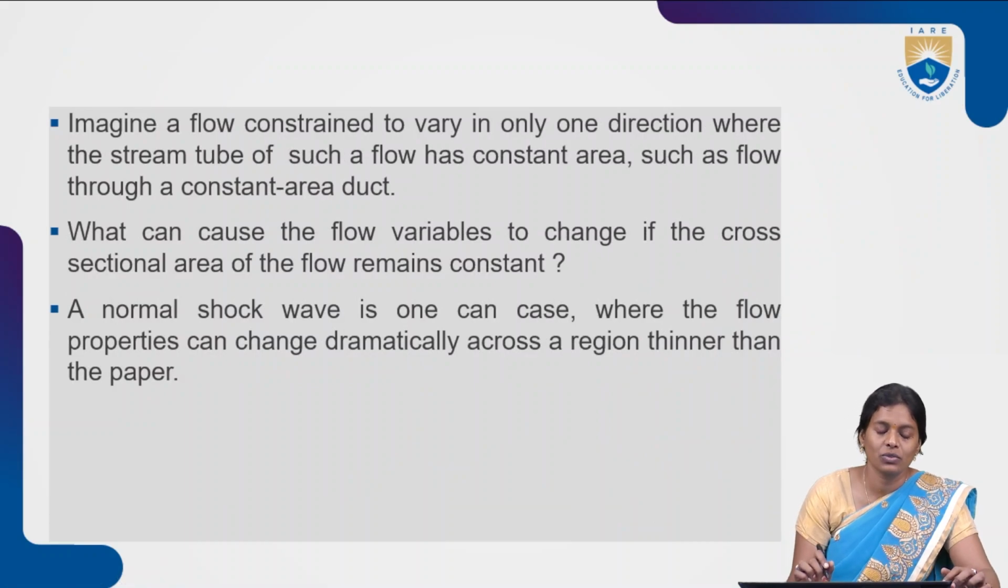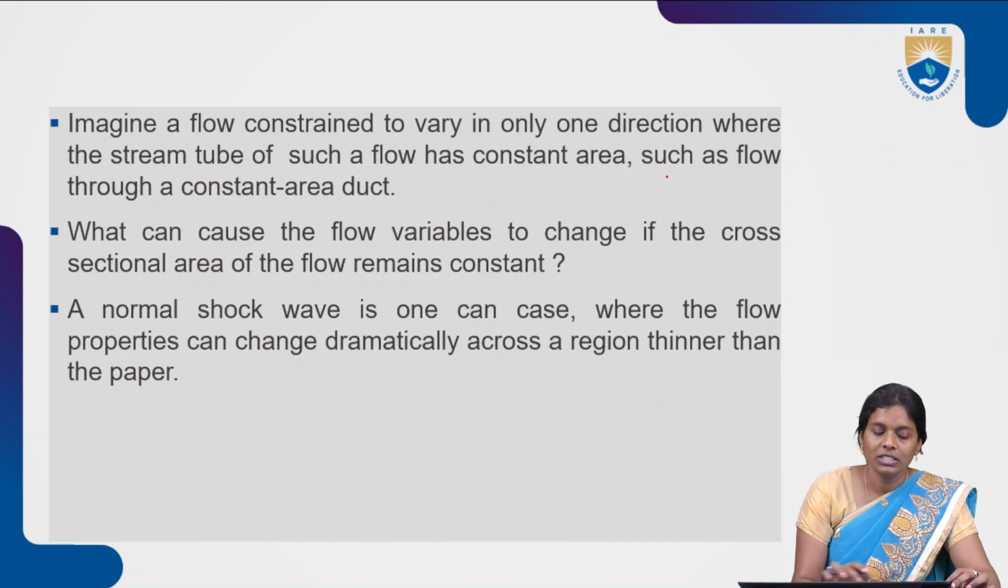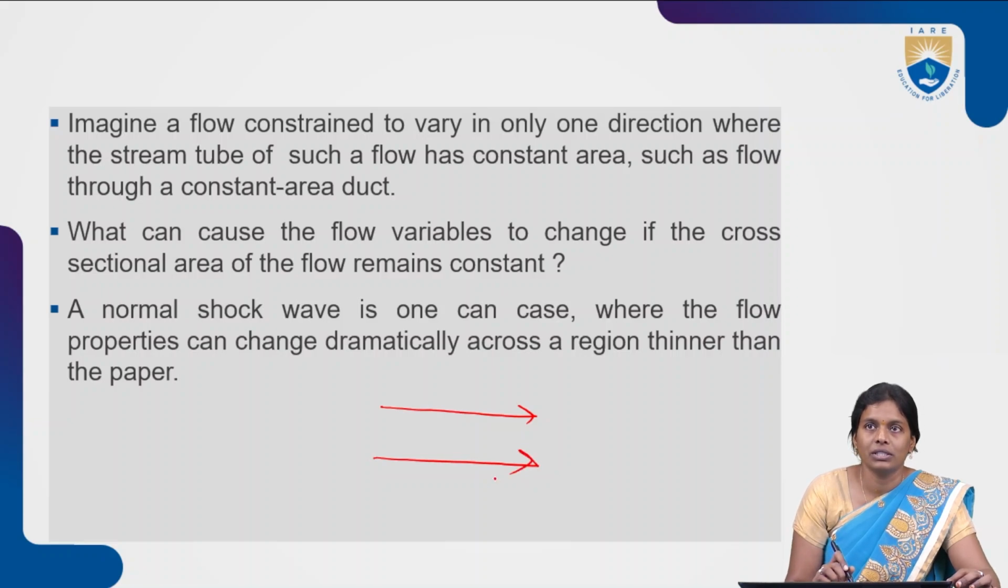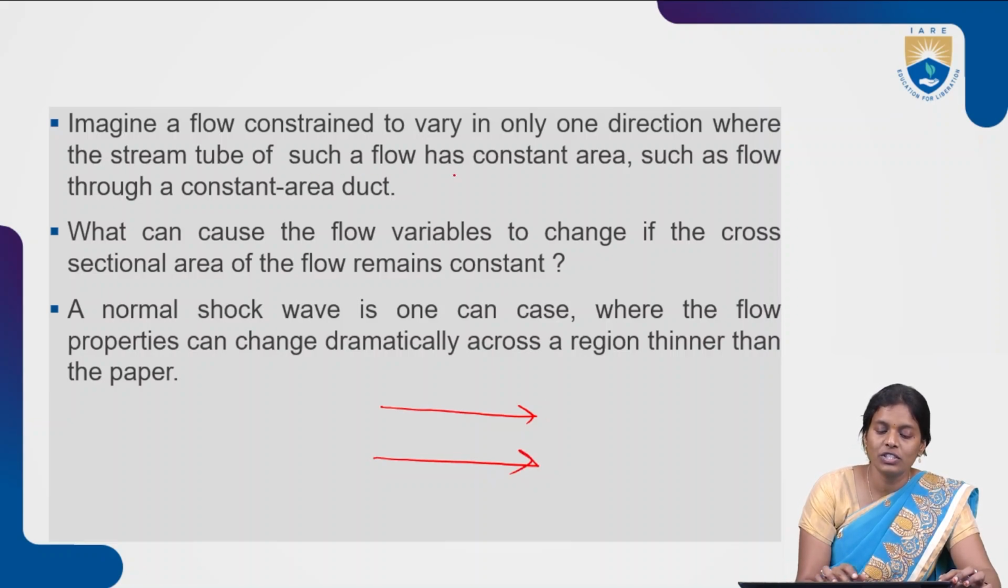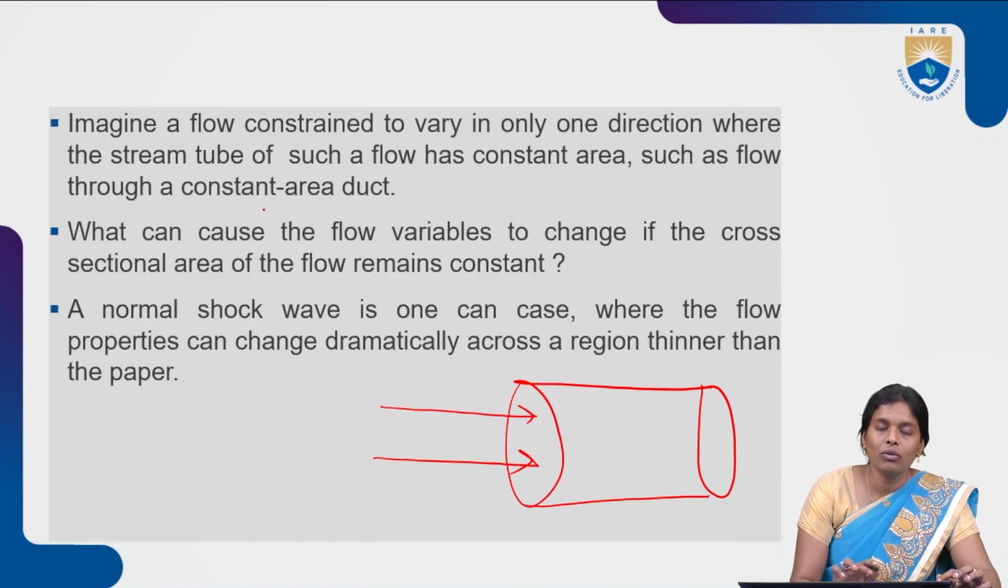Now imagine a flow constrained to vary in only one direction, where the stream tube of such a flow has constant area, such as flow through a constant area duct. So we constrain the flow to one direction, where the stream tube has constant area. There won't be any distortion in the area, as in flow through a constant area duct.